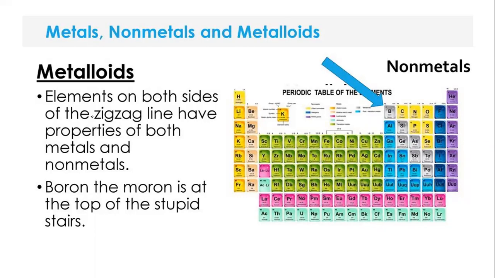Actually, in this third lesson, the last part, we discussed this. I told you elements can be classified into three groups: metals, non-metals, and metalloids.